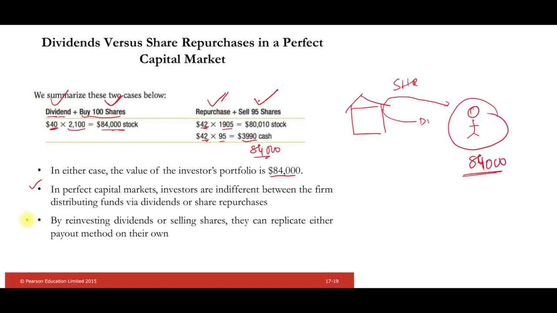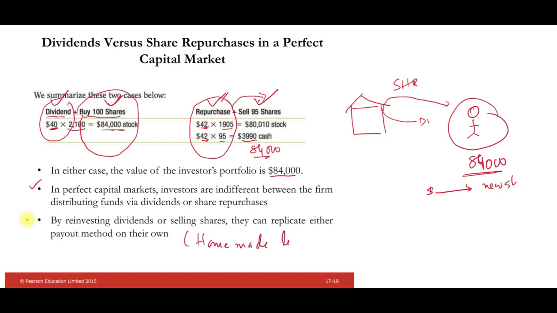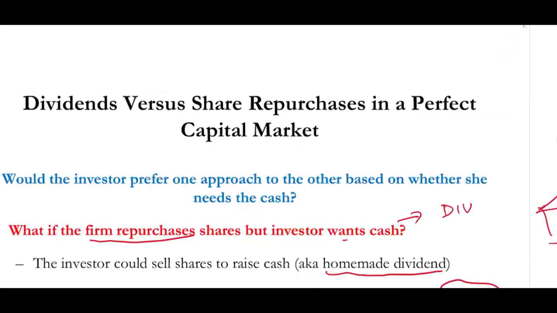So it means they can replicate by reinvesting dividends, meaning once they have received dividends, they can use the dividends to buy new shares. As in this case, if you see, the company has paid dividend but he has bought new shares. And in this case, the company has repurchased the shares but he sold some, as if he had received the dividend. So this is called homemade dividend.